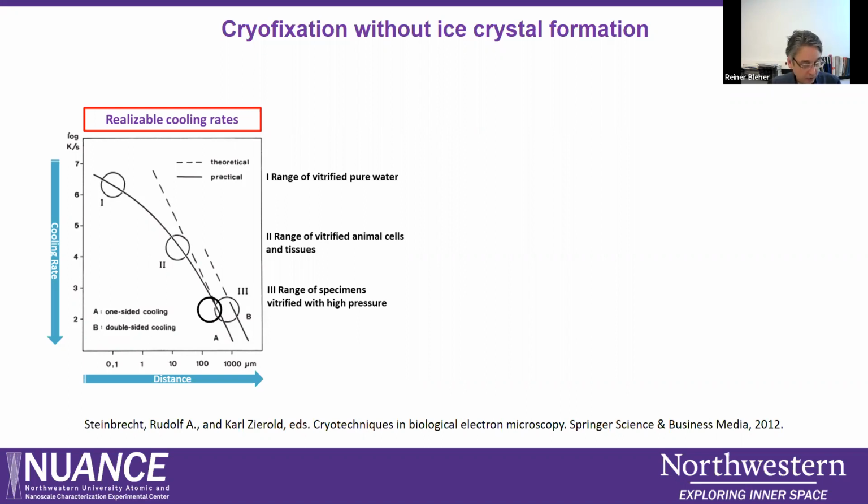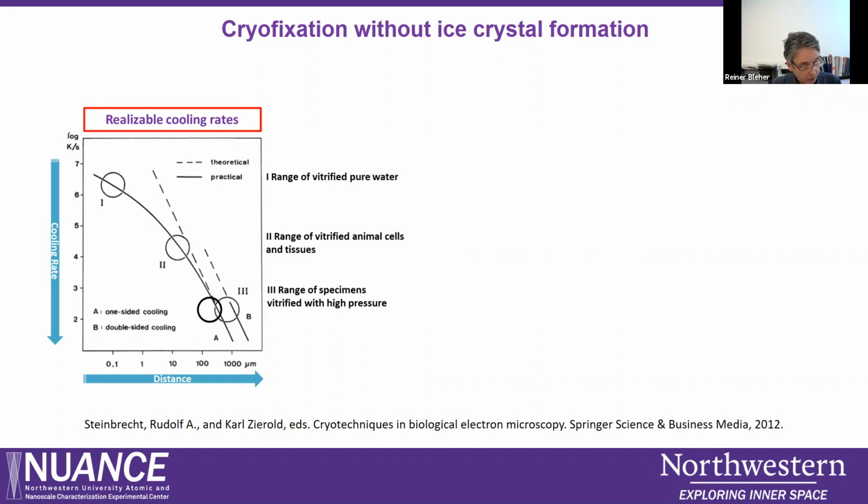So the graph on this shows also that 1 is the range of vitrified pure water, 2 is the range of vitrified animal cells and tissues, the Roman numbers, and 3 is the range of specimens that are vitrified under high pressure. The cooling rate drops drastically with increasing distance from the cooled surface.